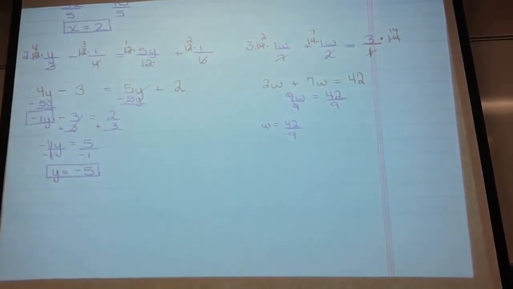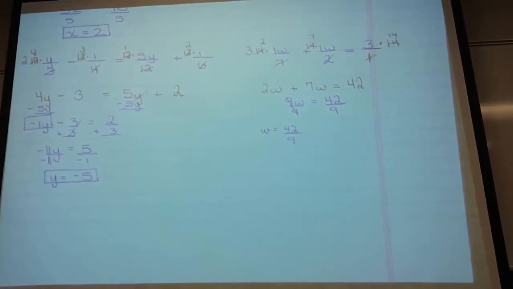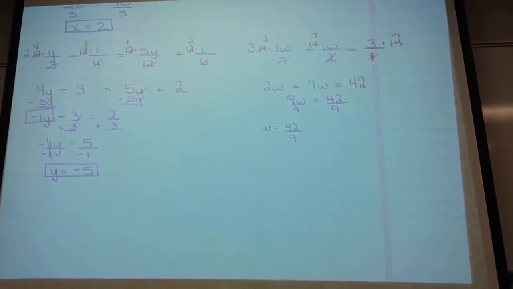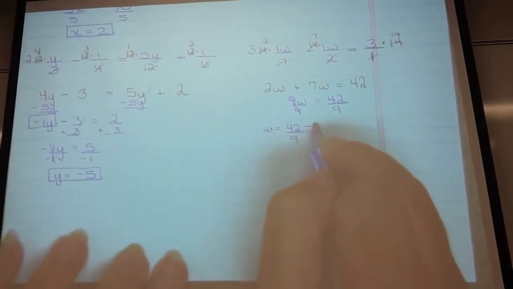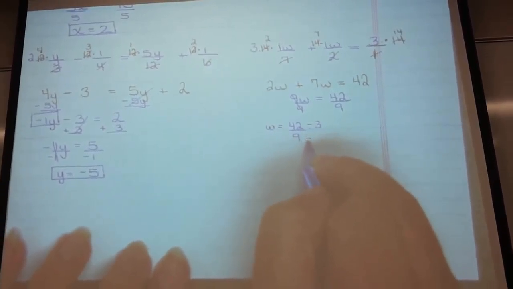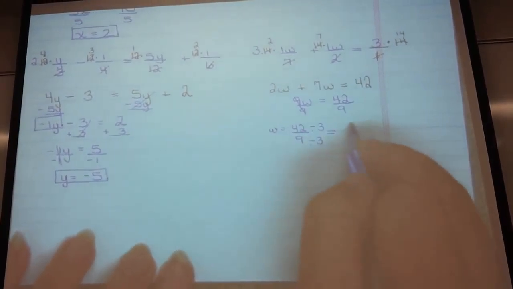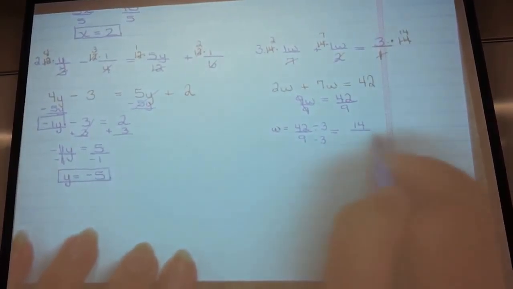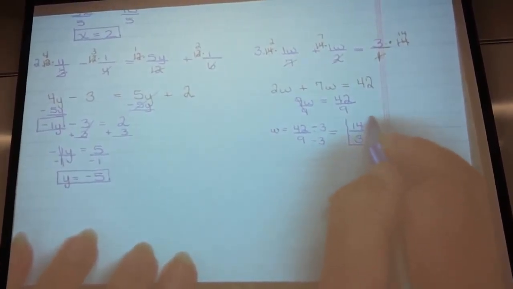Why would that not be one of the answers on the test? Think about it. 3 can go into both of them. You have to reduce it, just like we've been doing with fractions. So I can still divide the top by 3 and the bottom by 3. 42 divided by 3 is 14, over 9 divided by 3 is 3. Now it is reduced, and that is your final answer.